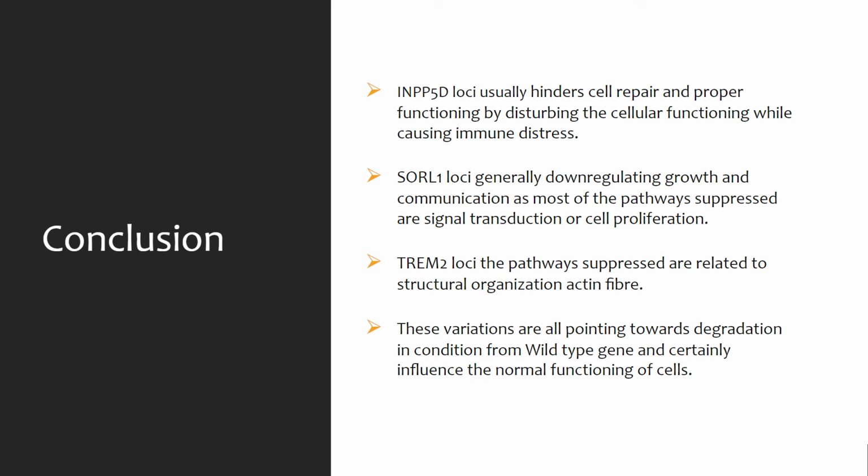Now, these variations all point towards the degradation in the condition from the wild type genes, which actually are our control group here, and wild type signifies that of a normal individual. So we can clearly see that these types of variations in the Alzheimer's microglial cells can induce Alzheimer's disorder easily and an early onset of it in all the individuals.